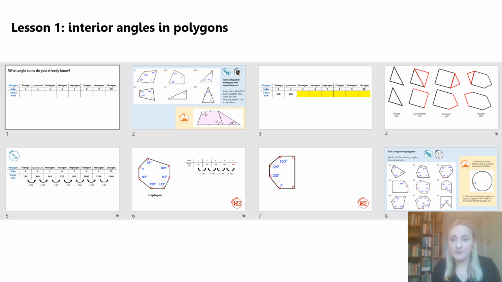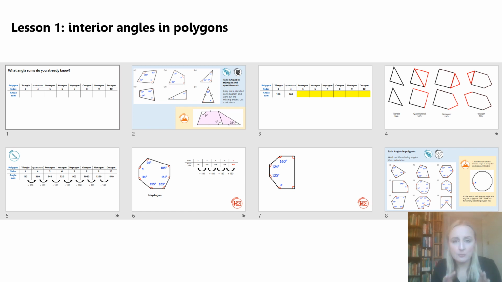This was my first lesson with year 9 on interior angles and polygons. So I started by saying, right, here's our table. We want to fill in all the angle sums. What do we already know? They're like, Miss, we already know that a triangle has 180 degrees. Miss, we already know that a quadrilateral has 360 degrees. We don't know the rest, Miss. That's fine, because we know 2 of them, so let's work with that.